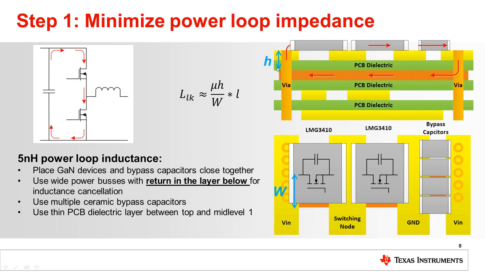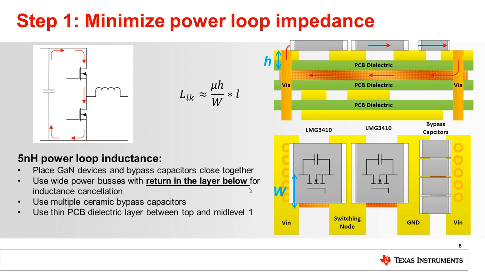In the same figure, the H is the distance between the power loop trace and the return trace. And look at the figure below, the W is width of the trace. For small loop inductance, H needs to be minimized and W needs to be wide. So the second recommendation would be to use wide power bus trace with return in the layer below. The other benefit by doing so is that the magnetic field will be cancelled with each other, and the power loop inductance could be greatly reduced.